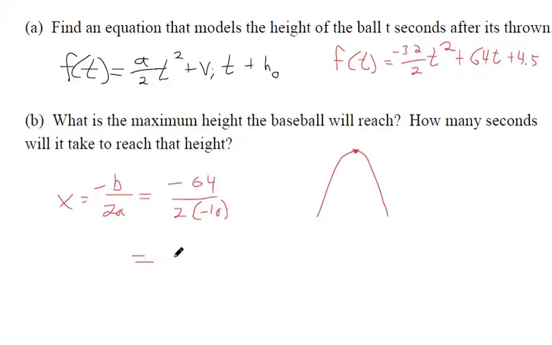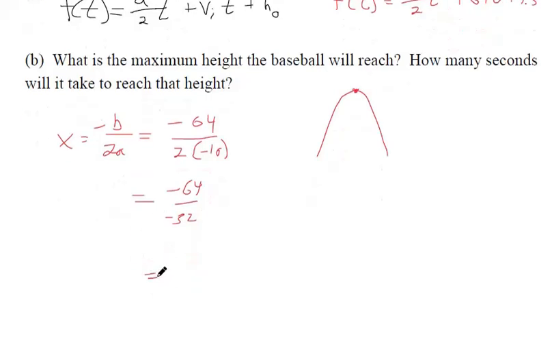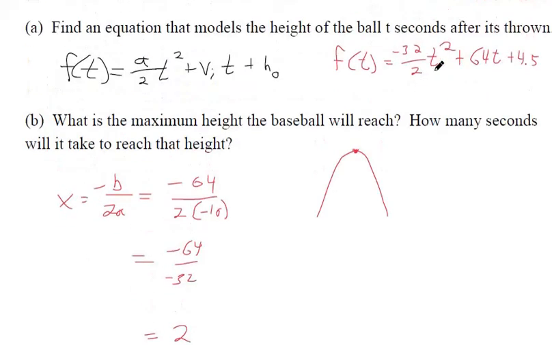Okay, so this is negative 64 divided by negative 32, so that's 2. I said x equals all this stuff. It's just t in this equation instead of x. So t equals 2. That is how many seconds, right? Because t is time. It'll take 2 seconds to reach the maximum height.